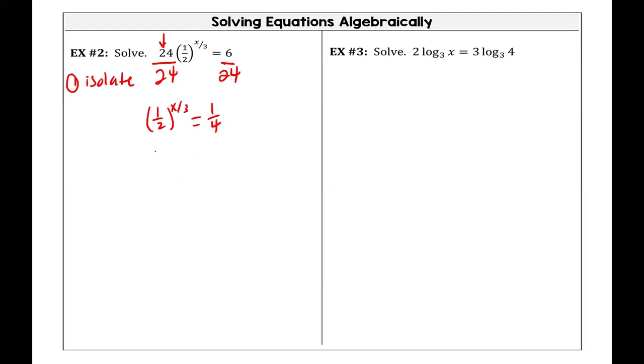Okay? Now your goal is to find a common base. So our goal is to find a common base. How can I make 1/2 and 1/4? I can't really change a half, but can I change a fourth? What could I do to a fourth?